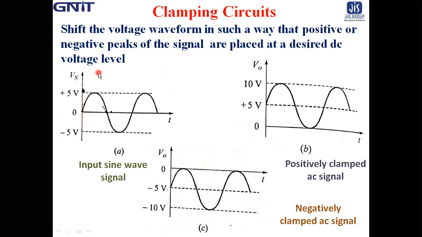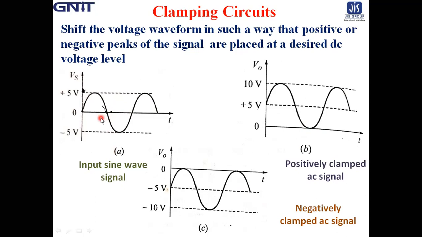These circuits find applications in television receivers to restore the original DC reference signal to the video signal. Let us consider a sine wave as an input signal, which is shown here as figure A, with the same positive and negative peaks of 5 volt around the zero level, that is, the peak to peak voltage is 10 volt and the DC level is 0 volt.